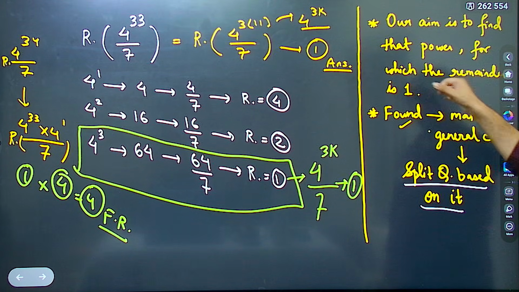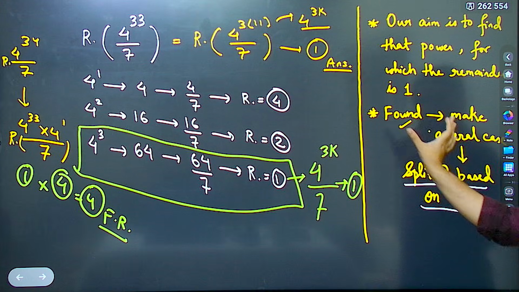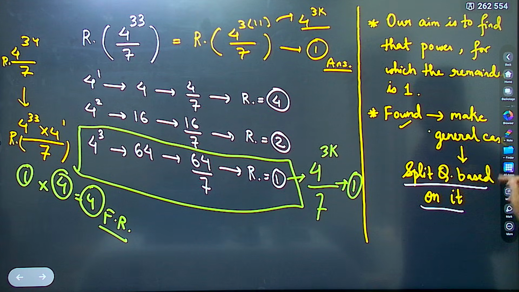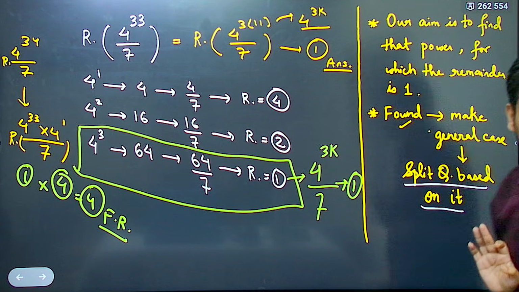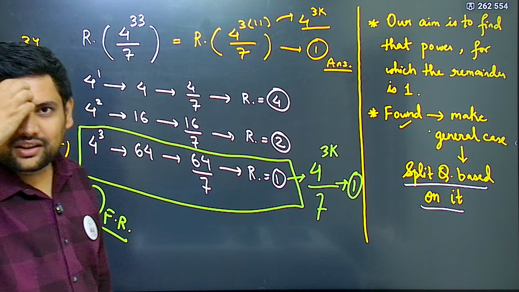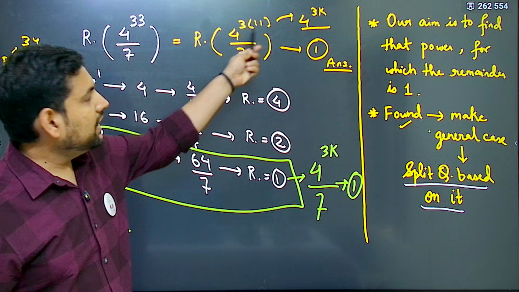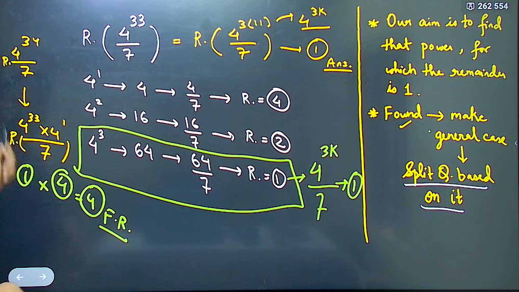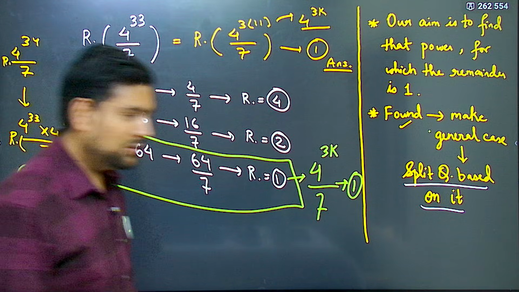So our aim is to find the power for which the remainder is 1. Once we find this, make general cases, split the question based on it. Correct? For example, 4 power 33, now I split it like this only. 4 power 3 into 11. If it was 4 power 34, what I'll do? 4 power 33 into 4 power 1 by 7. Correct? And then move forward.